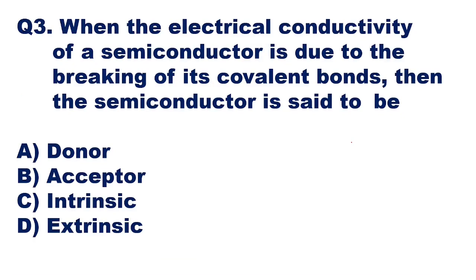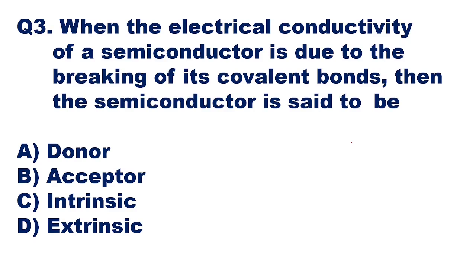Question number 3. When the electrical conductivity of a semiconductor is due to the breaking of its covalent bonds, then the semiconductor is said to be. Here we are speaking about the basic pure semiconductor, because we are not adding any impurity or doing any other arrangement to increase the electrical conductivity. Just by the rise of temperature, if some covalent bonds break and you get certain free electrons, then there will be electrical conductivity. If this is happening, then it is a pure semiconductor. There is nothing added to it.